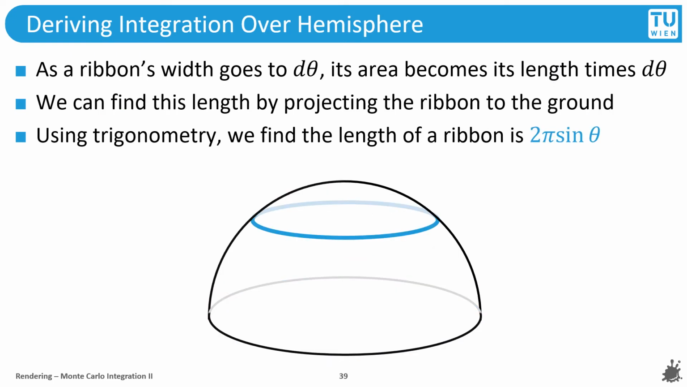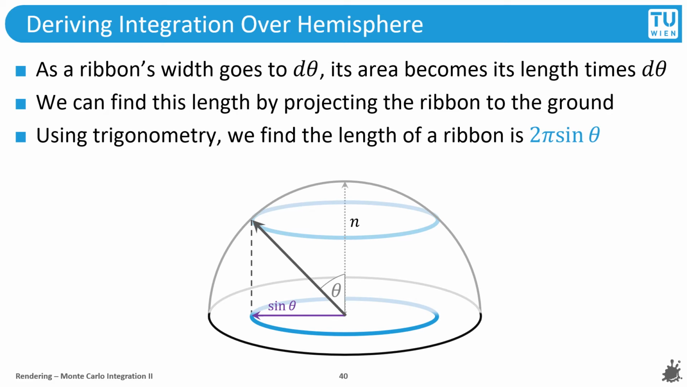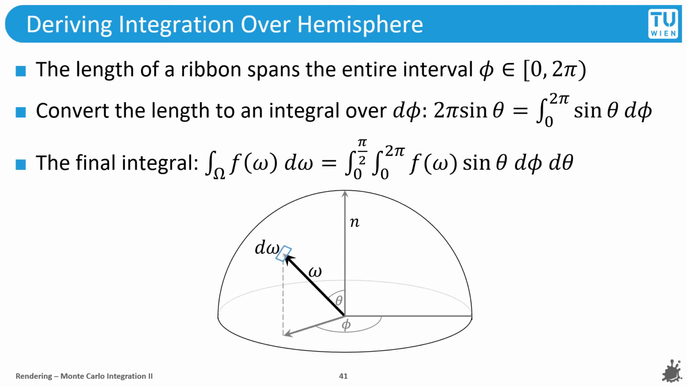So after this many splits, the area of each ribbon is equal to its length around the surface times an infinitesimal delta theta. We can find the length of each ribbon by projecting it down to the ground. Using some basic trigonometry rules, we can then find the length of the ribbon as the circumference of a circle with radius of sine theta. The length of each ribbon covers the entire domain of phi, all the way around the hemisphere's normal.